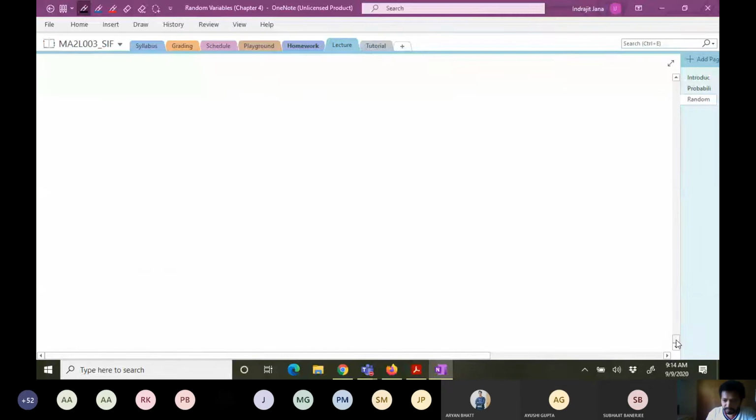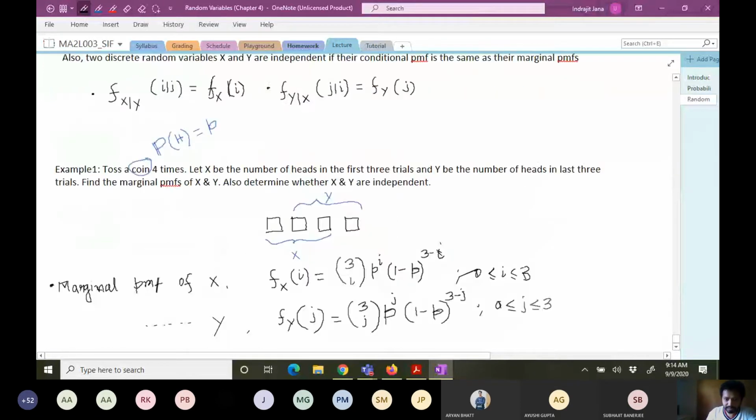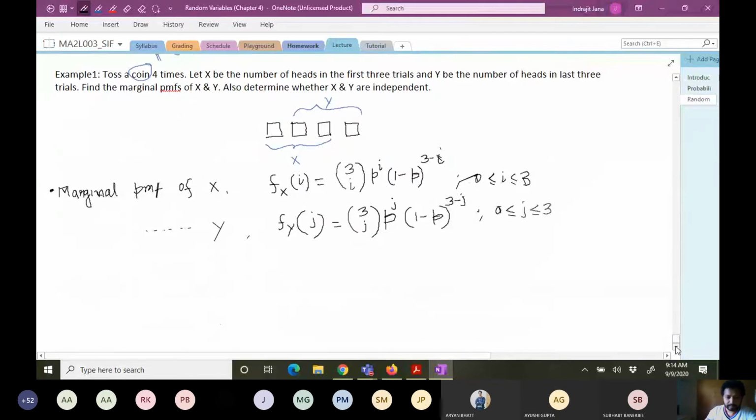All right. The next part was to determine whether they're independent or not. To do that, let us calculate the joint probability mass function f_XY, and we want to calculate it at, say, (1, 0). X is equal to 1 and Y is equal to 0.